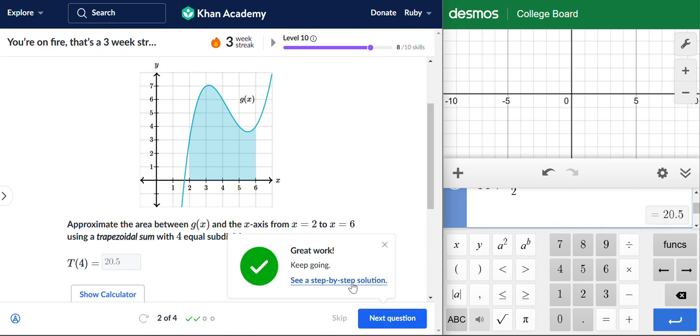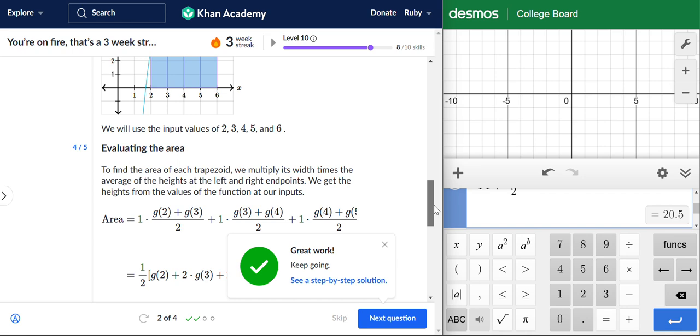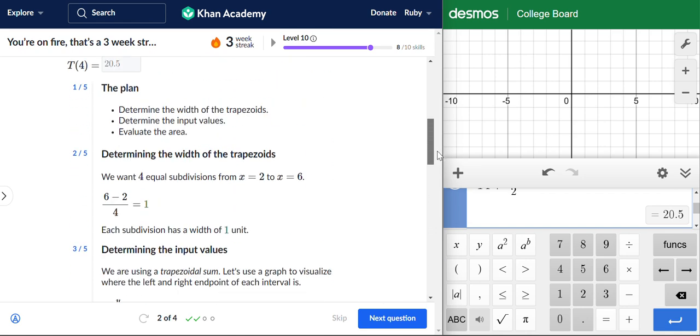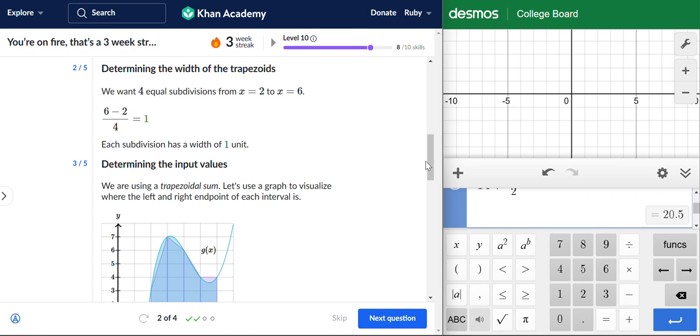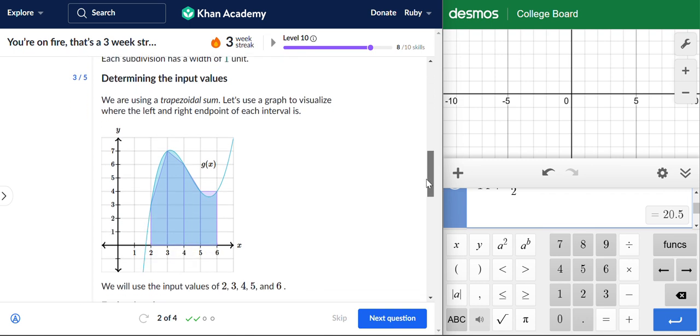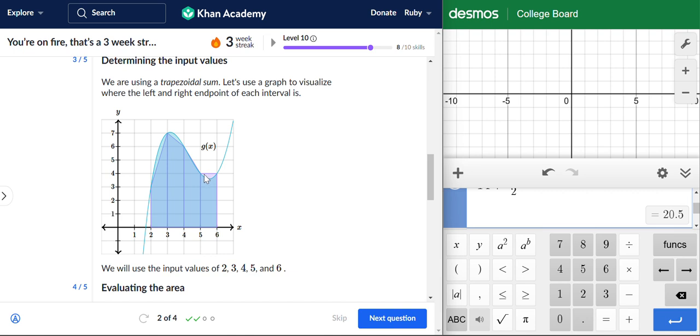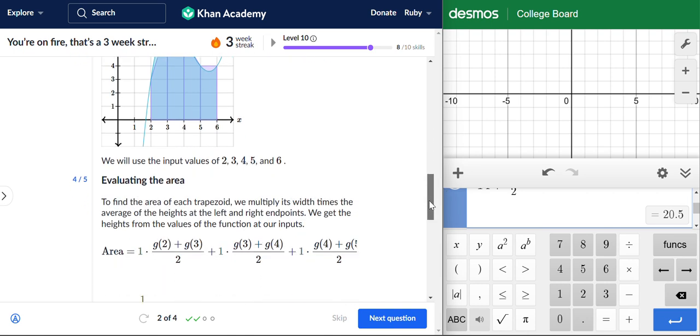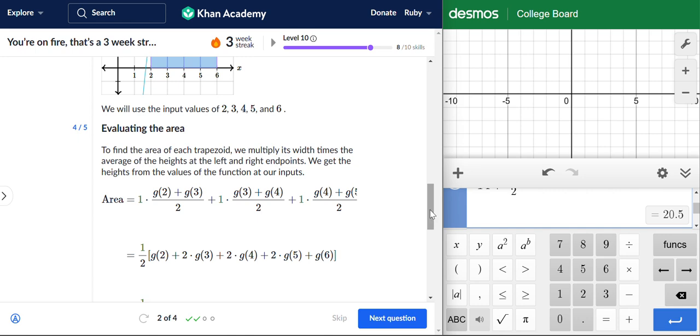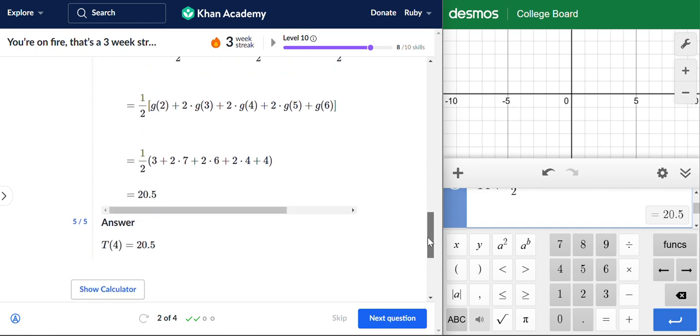Let's just take a look at what they did. Determine the width of the trapezoid, determine the input values, evaluate the area. We want 4 equal subdivisions. Yeah, their trapezoid looks like a rectangle. Okay, this is what I tried to do too. Yep, they did exactly what I did, and they got 20.5.